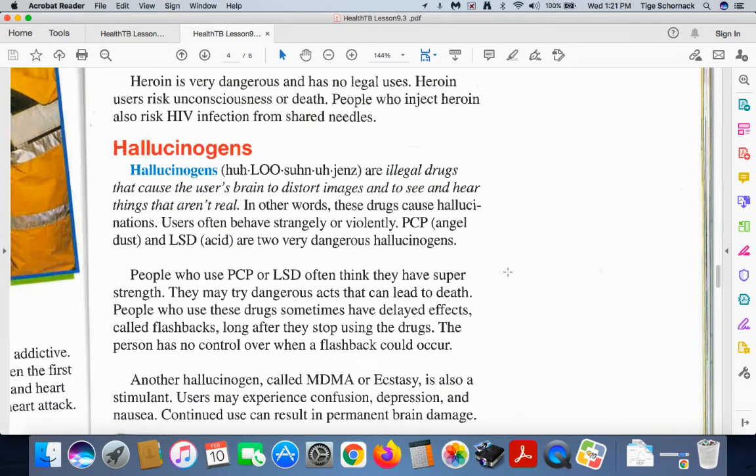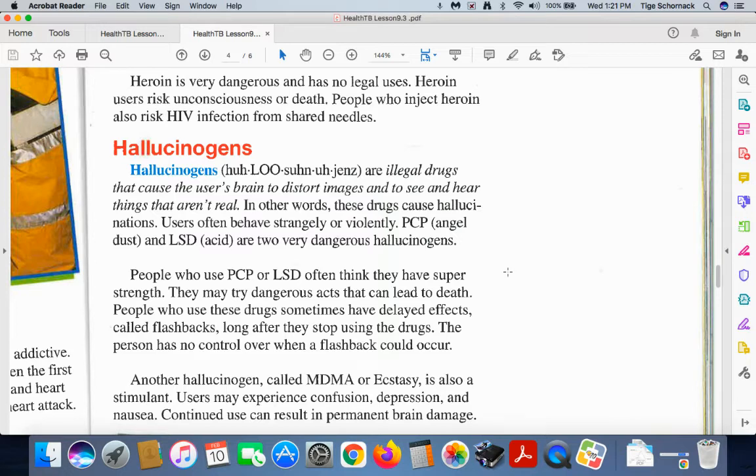Hallucinogens are illegal drugs that cause users' brains to distort images and to see and hear things that aren't real. In other words, these drugs cause hallucination. Users often behave strangely or violently. PCP, angel dust, LSD, acid are two very dangerous hallucinogens.